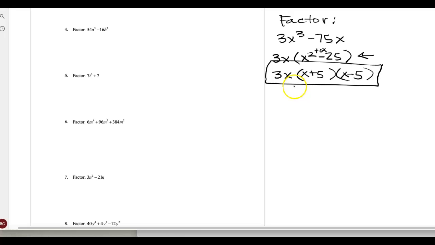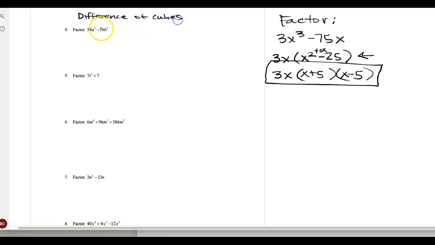Let's see here. Let's look at this one next. This time, if we're looking at this 54a to the third minus 16b to the third, I noticed that both of these have a power of 3 on them. So right off the bat, I think, okay, it's 2 terms. There's something cubed. So this looks like it might be a difference of cubes.